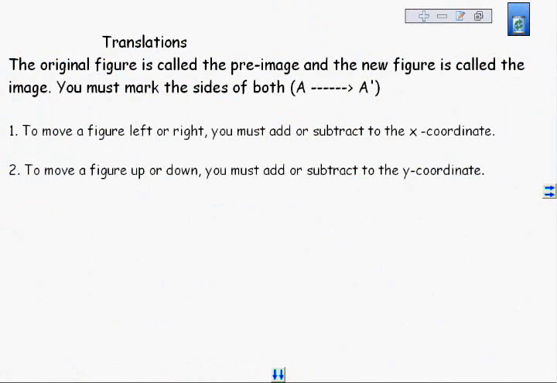For translations, translation is a slide of an image. So you're shifting it left to right or up and down. The original figure is called the pre-image, and the new figure is just called the image. You must mark the sides of both, all the sides. So A would be the pre-image, A prime would be the image. This is not an apostrophe, this is prime.